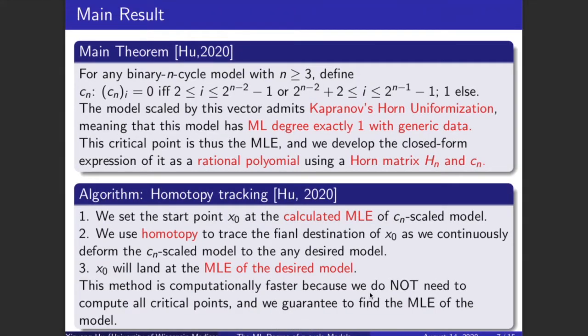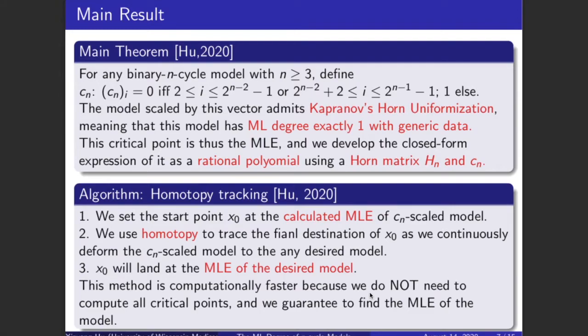This leads to our main theorem. For any binary cycle model, we define a vector Cn using this formulation, and we prove that the model scaled by this vector admits Kapranov's Horn uniformization, and therefore it will have ML degree 1 with generic data. This critical point is therefore the MLE, and we also develop a closed form expression of this MLE.